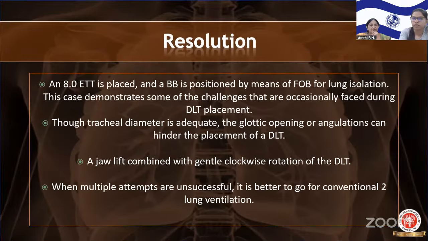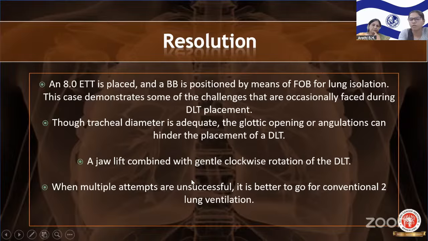Okay, what is the resolution? In this case, an 8-size endotracheal tube is placed, and the bronchial blocker is positioned by means of a fiber optic bronchoscope for lung isolation. Since the double lumen tube met with resistance, an alternative technique like bronchial blockers should be used.